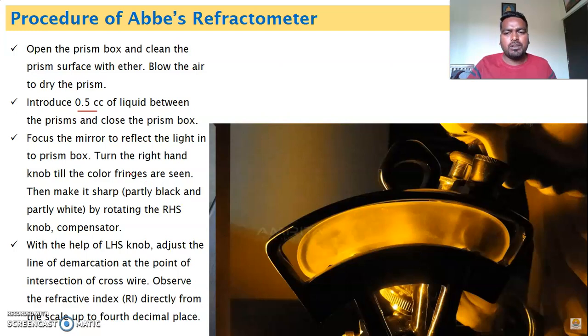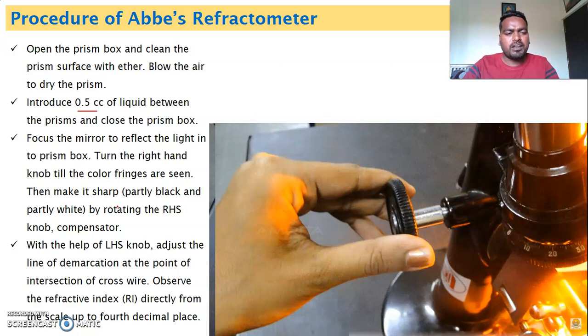We turn the light, and using the right hand knob we adjust the color fringes, and then make it sharp by rotating the right hand knob. With the help of the left hand knob we adjust the magnification, then the line of demarcation.